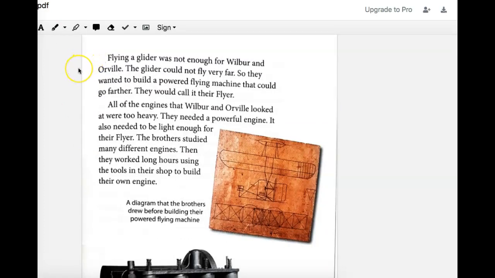Flying a glider was not enough for Wilbur and Orville. The glider could not fly very far, so they wanted to build a powered flying machine that could go farther. They will call it their flyer. All the engines that Wilbur and Orville looked at were too heavy. They needed a powerful engine. It also needed to be light enough for their flyer. The brothers studied many different engines. Then they worked long hours using the tools in their shop to build their own engine.